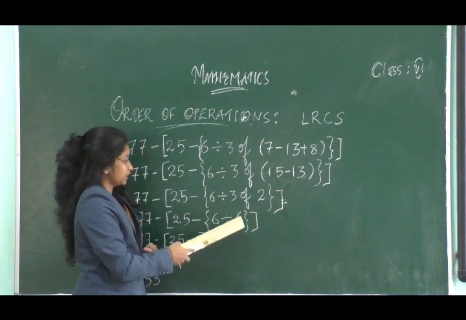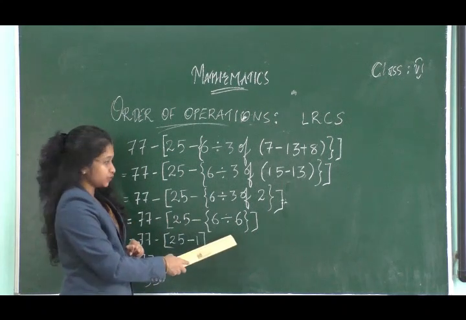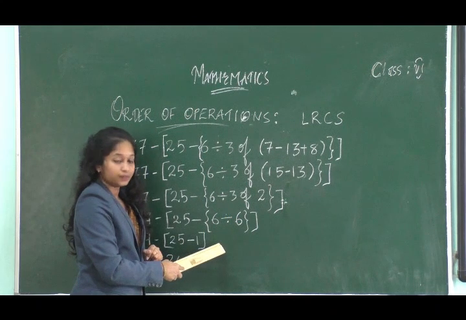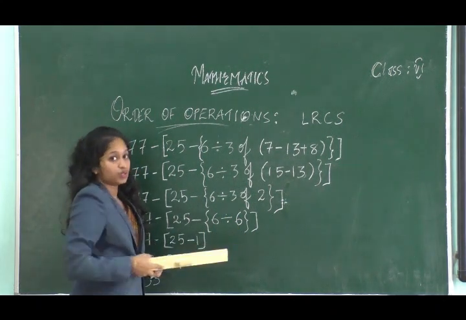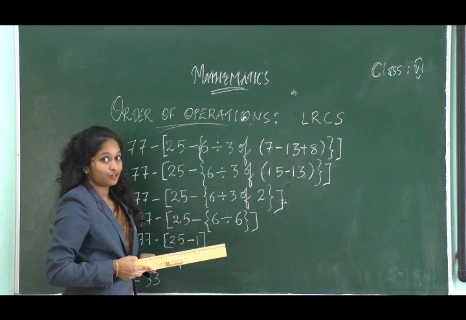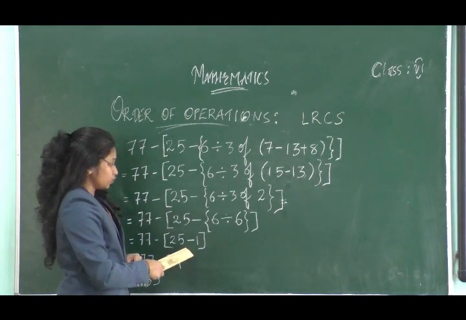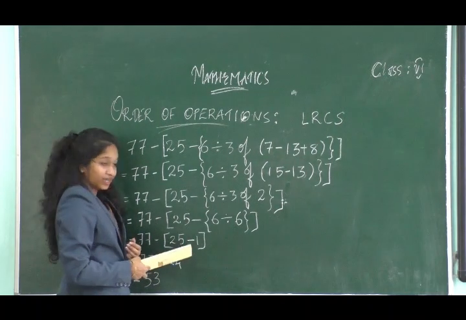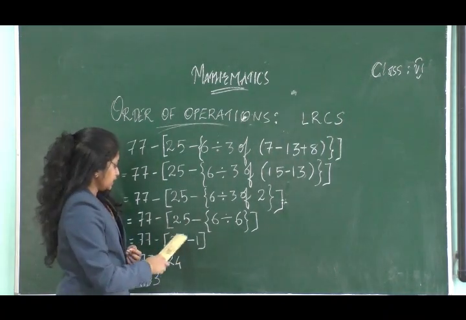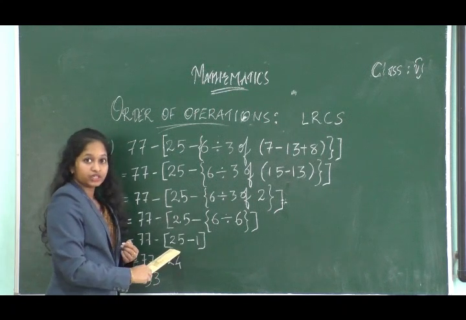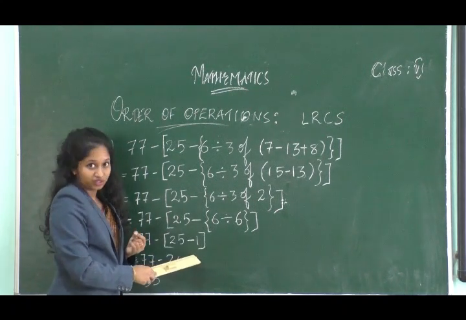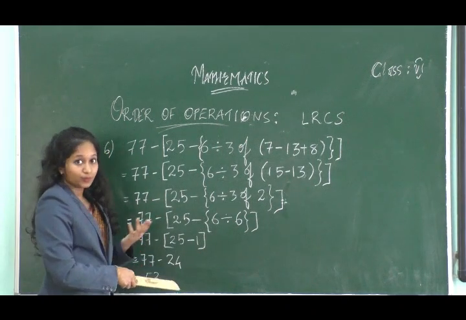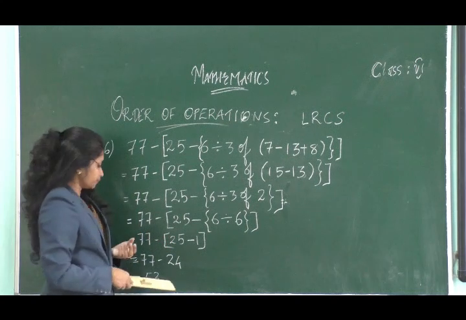Got it? Now again, I didn't change any of the values. The curly bracket is as it is. What is inside the curly bracket? 6 divided by 6. What is 6 by 6? It is 1. So I have written 1 here. Now the curly bracket is gone. Again we have the square bracket. Inside the square bracket I have 25 minus 1. 25 minus 1 is 24. Now I removed the square bracket also.